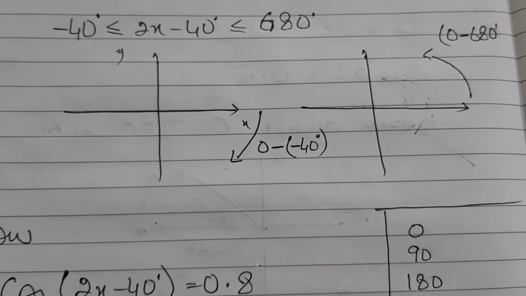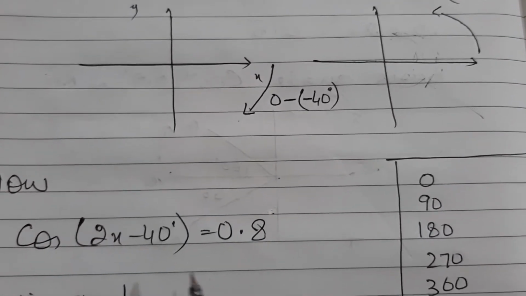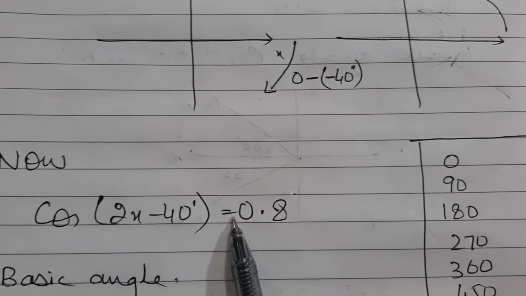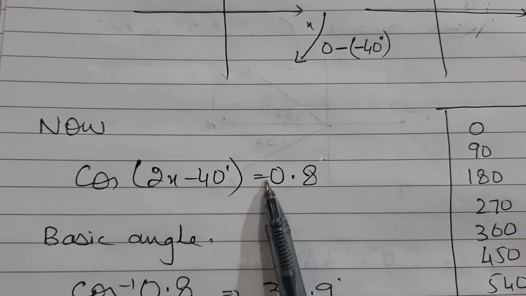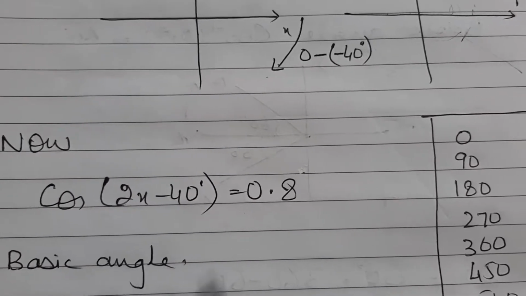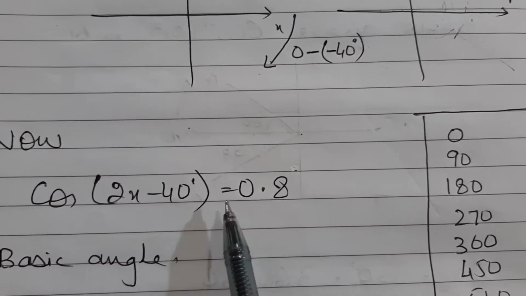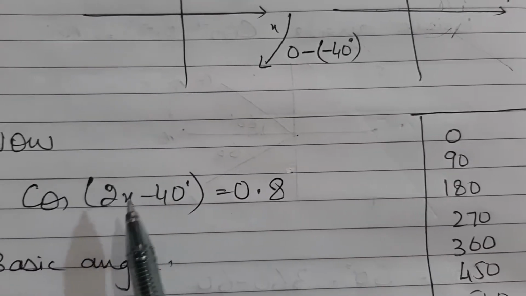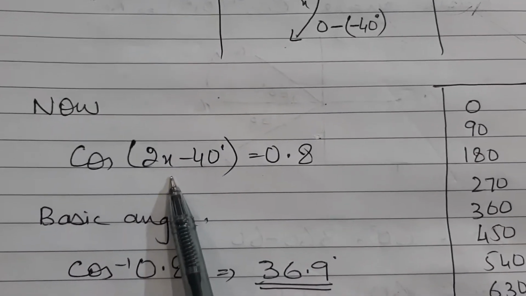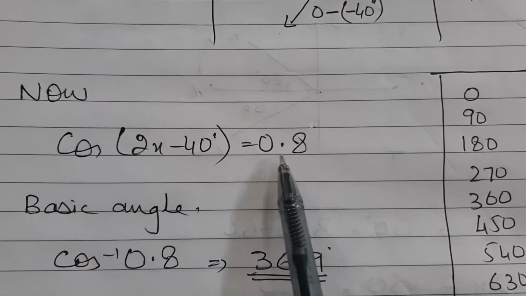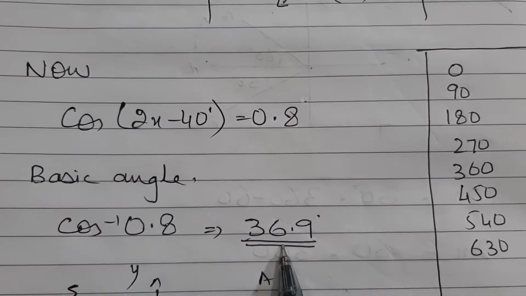So let's come back to the question. The plus sign here gives us a clear hint that the basic angle will be in which quadrants? First and fourth, because of A, S, T, C. So cos is plus in the first quadrant and fourth quadrant. Now I will find the basic angle exactly the way we have done before: cos inverse 0.8. So this is my basic angle.